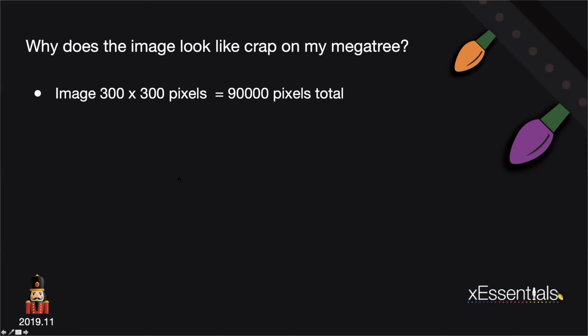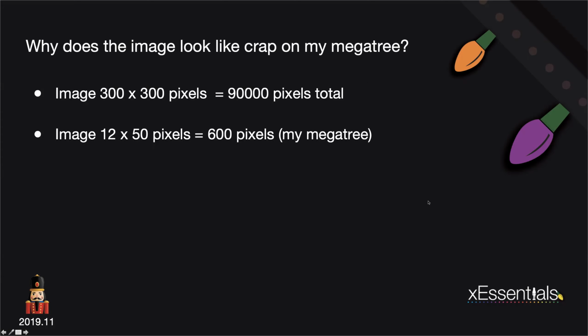With an image that you might download, a fairly typical image when you look under images on Google, if you're looking for a Santa or a Grinch or something like that, is about 300 by 300 pixels. Not particularly big, but you have to realize that is 90,000 pixels in total. So 300 across by 300 down. That's a lot of pixels. Versus my megatree, which is 12 by 50, which is 600. Even less, my window matrix, my smallest one, which gives me a total of 374 pixels.